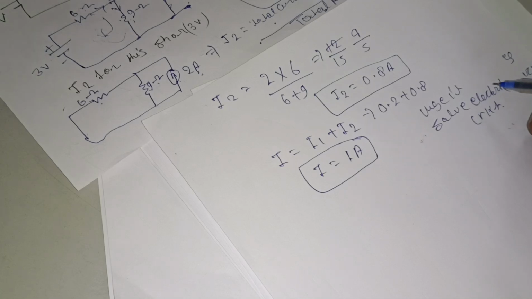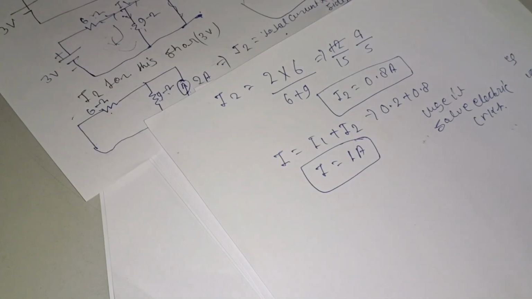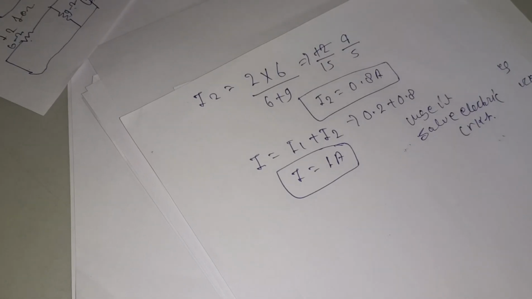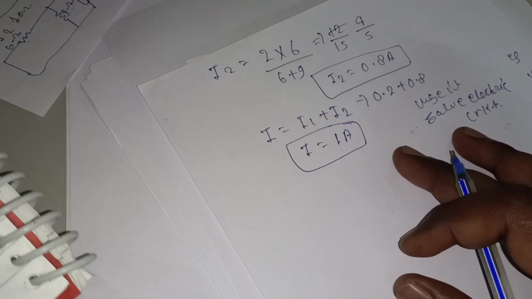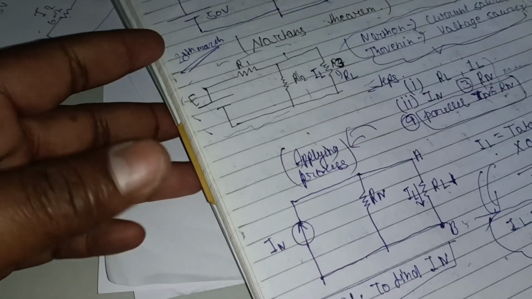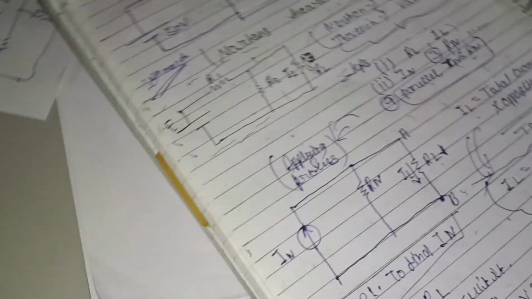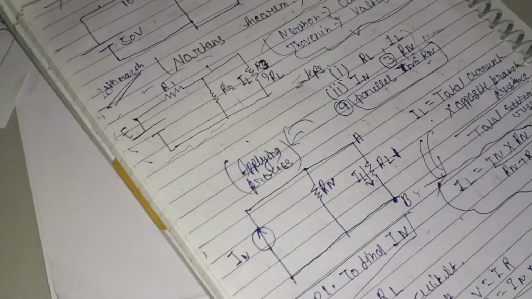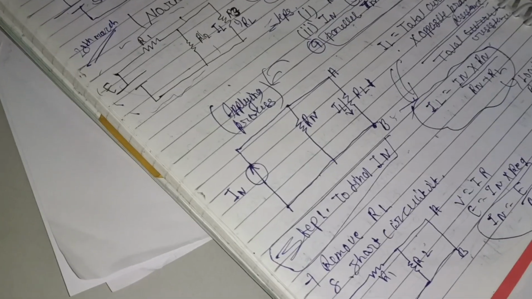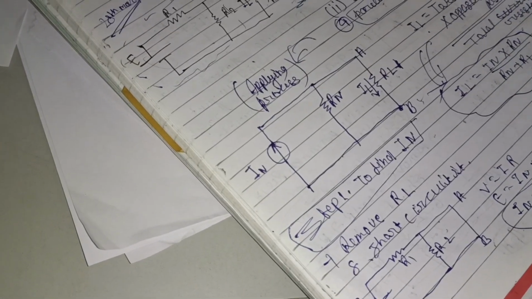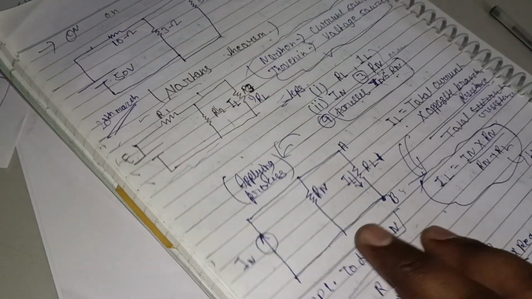Okay, so now which topics are remaining? Here now we have to discuss Norton's theorem and Thevenin theorem. So I have some notes of Norton's theorem, so let me discuss about this. Although I can also discuss separately, it will be easy to discuss in my notebook, and also it will save a lot of time. So that's why I decided to do this.